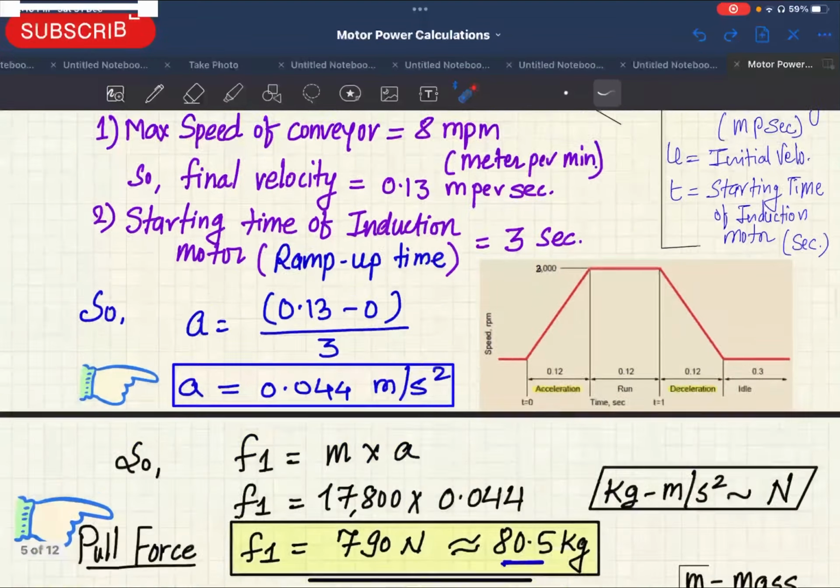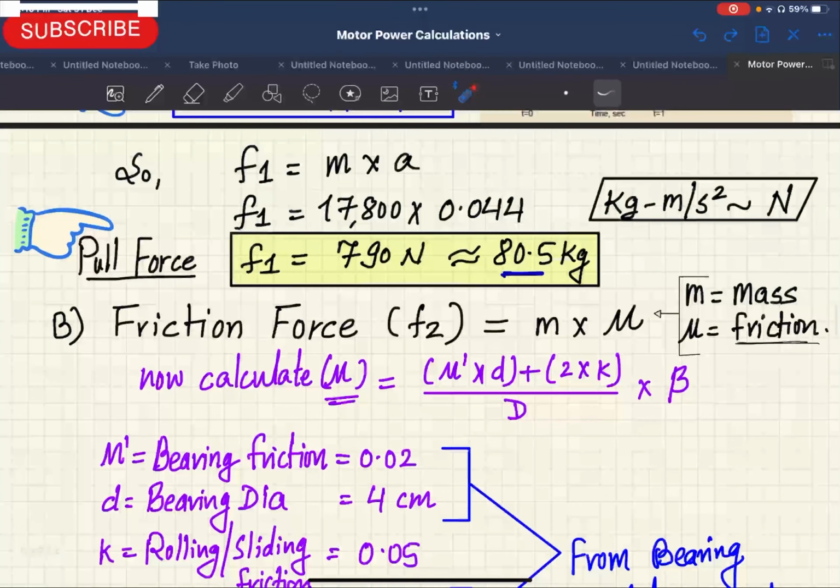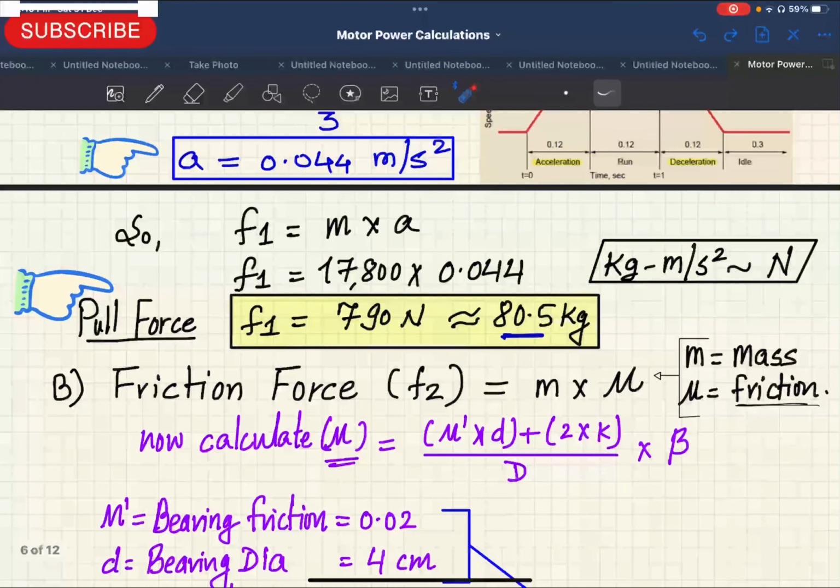Now we will put this acceleration into the pull force formula. So here F1, which is the pull force, equals mass into acceleration. The mass we have calculated is 17,800 kg and the acceleration is 0.044 meters per second square. So the answer is 790 Newton, because kg meter per second square is a Newton. When we convert Newton into kg, it comes to 80.5 kg.